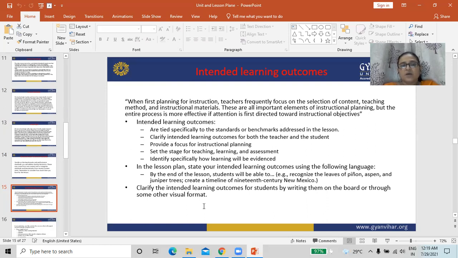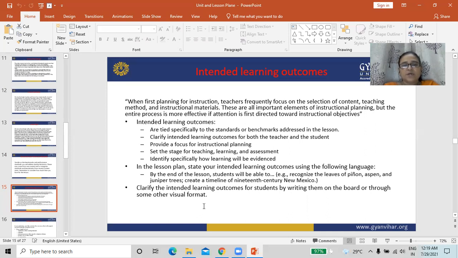Intended learning outcomes are tied especially to the standard or benchmark addressed in the lesson. They clarify intended learning outcomes for both the teacher and the student, provide a focus for instructional planning, set the stage for teaching, learning and assessment, and identify especially how learning will be evidenced.